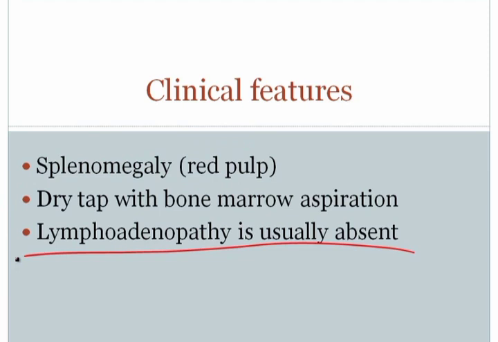Finally, if you were to do a bone marrow aspiration on these patients, you would get a dry tap because the bone marrow is often fibrosed in these patients. I sort of put this entire story together by simply remembering the word TRAP. TRAP, tartrate-resistant acid phosphatase, helps me to remember the chemical reaction that is classic for hairy cell leukemia.